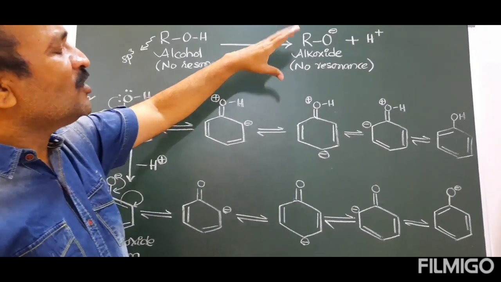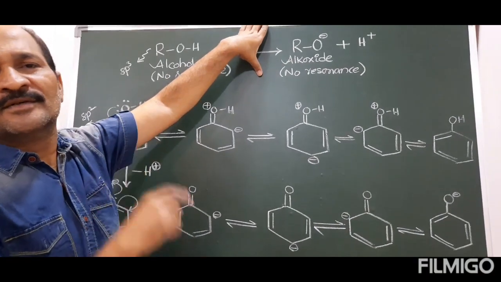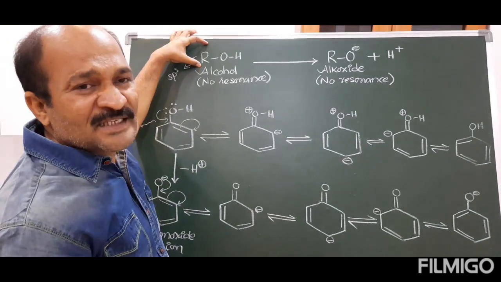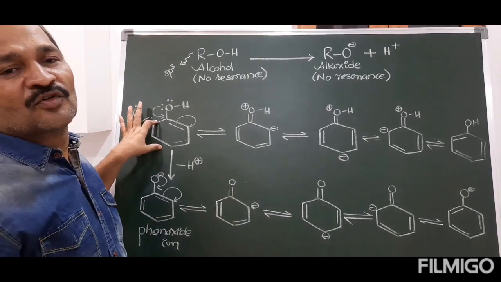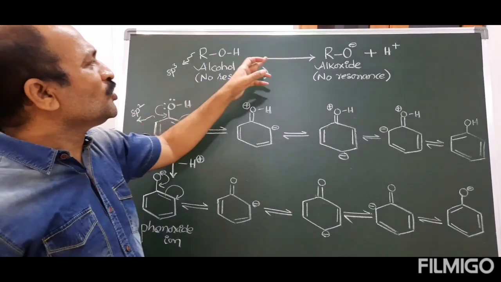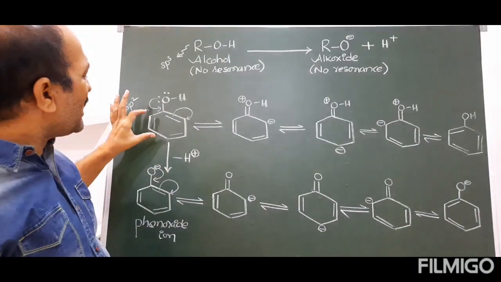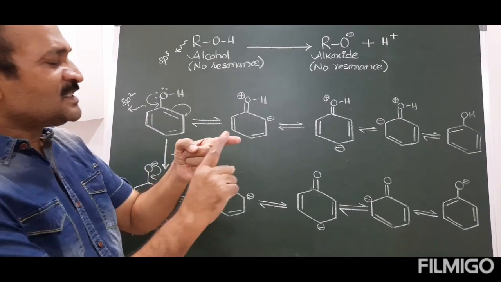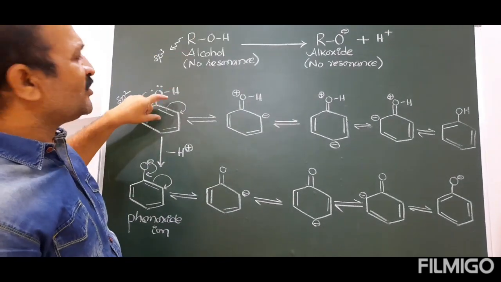Come to this point. When compared with phenol, alcohols are less acidic. What is the reason? One reason is that the R group is a plus I effect causing group. The phenyl group is a minus I effect causing group. So donating groups will decrease the polarity of the OH bond, and minus I effect causing groups will increase the polarity of the bond. This is the first point why alcohols are less acidic than phenols.